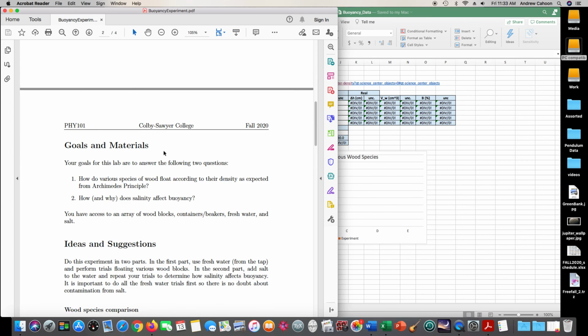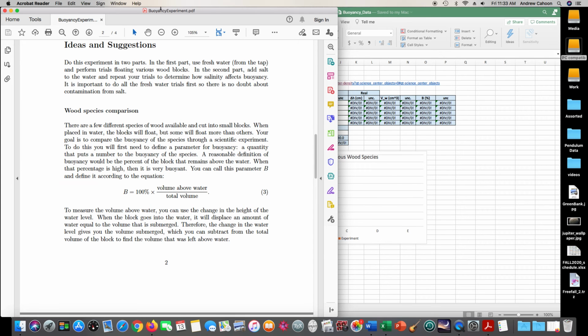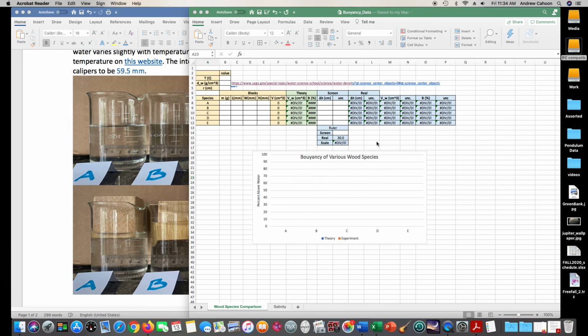So if you come back into the original lab handout, the buoyancy parameter is defined here, and it's basically a way of saying what percentage of the block is above water. Something that's more buoyant would have a higher percentage above water, so the buoyancy parameter measures how buoyant it is. A higher number means more buoyant. The spreadsheet will calculate that for you automatically, and you'll have the buoyancy parameter theoretically here.